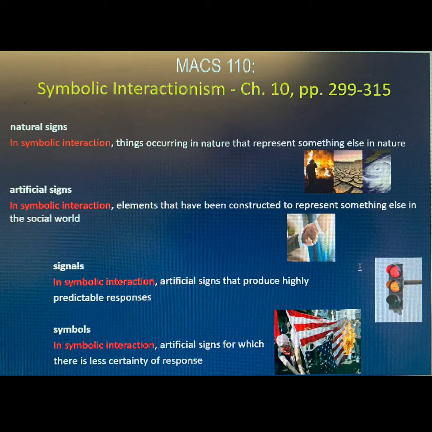Now, in contradistinction to natural signs are artificial signs, and in symbolic interaction, these are elements that have been constructed to represent something else in the social world. A handshake or a bow as a formal way of greeting a new colleague. And they're highly culturally specific. For example, a handshake is generally Western culture. A bow might be from more traditional Eastern or Asian cultures.